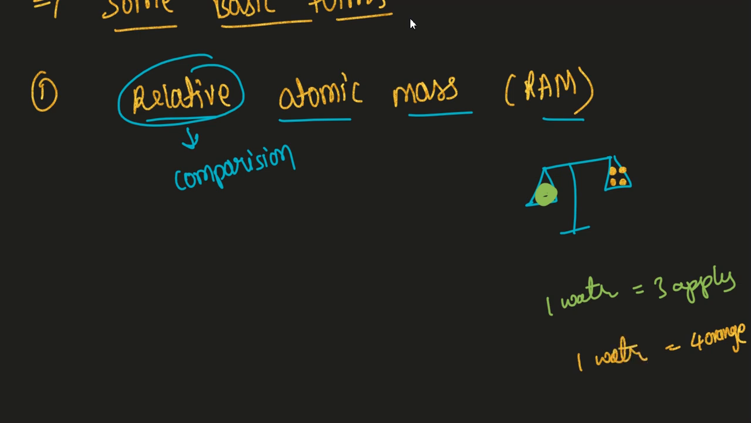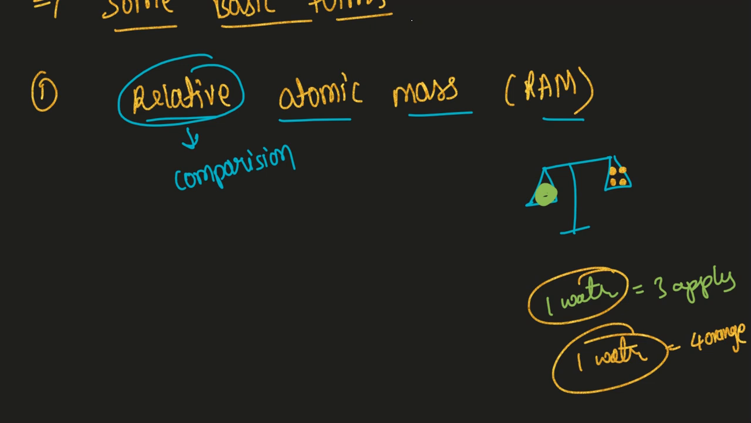Now the thing is, did I mention that the apple is 1 kg or 2 kg, or did I mention anywhere the exact weight of an orange is 1 kg? Nothing, right? So here we are comparing the weight of things with what? 1 watermelon. Whenever I say the weight of 3 apples is equal to 1 watermelon, and the weight of 4 oranges is equal to 1 watermelon, it indicates that we are not talking about the exact weight, we are talking about the comparison weight. So this type of weight we should call relative.